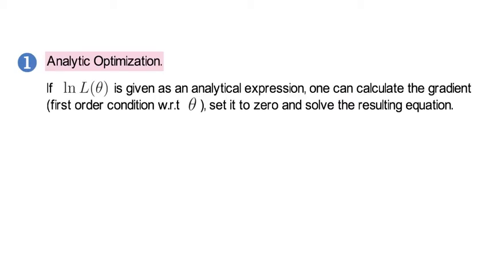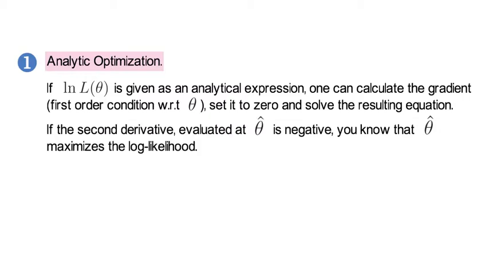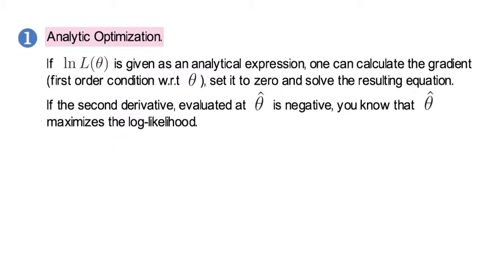If the log of the likelihood is given as an analytical expression, one can calculate the gradient, meaning you take the first order condition with regard to the parameter vector theta. You set that to 0 and you solve the resulting equation. If the second derivative evaluated at that theta hat estimate is negative, you know that theta hat maximizes the log likelihood.